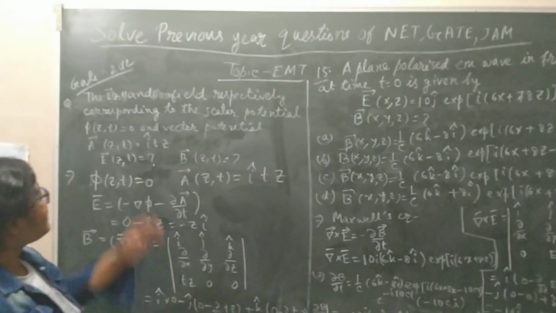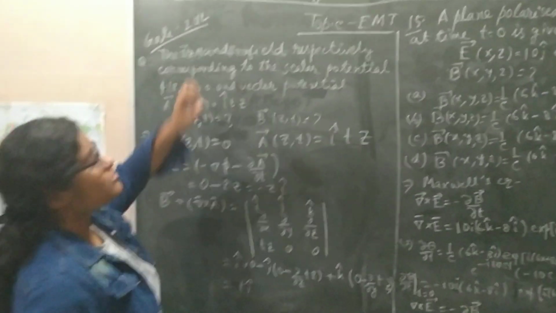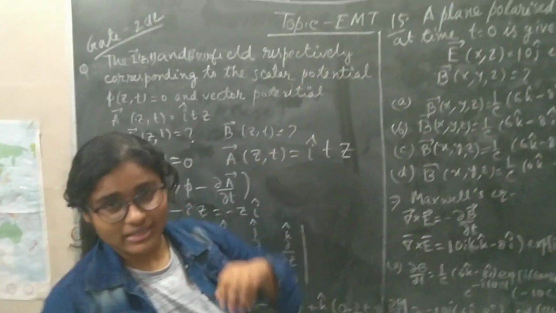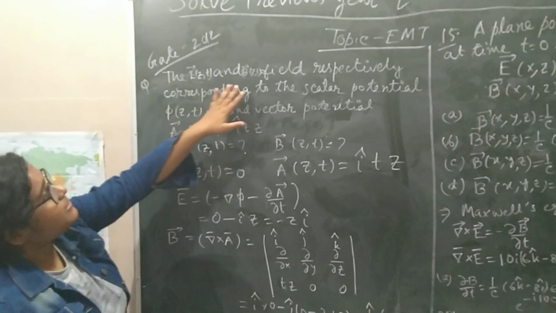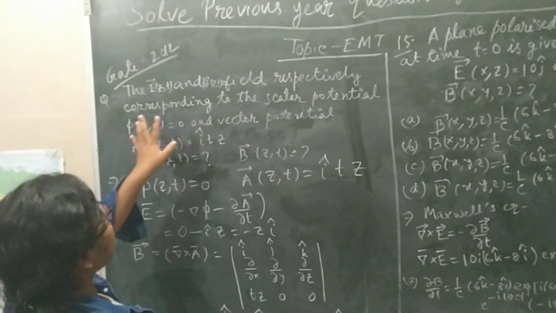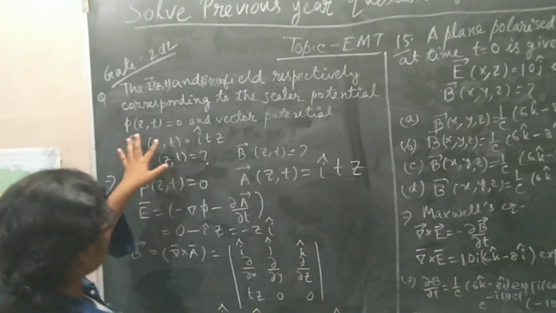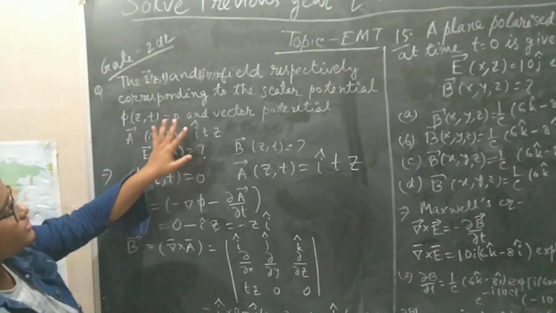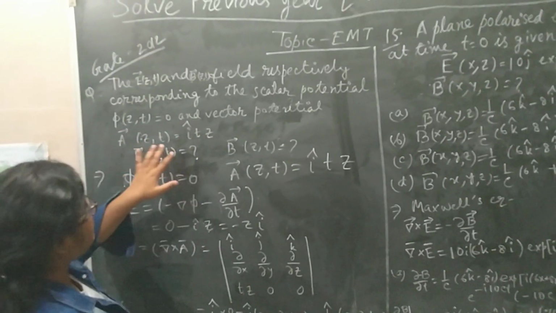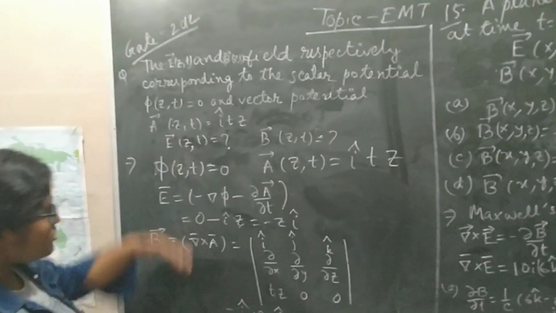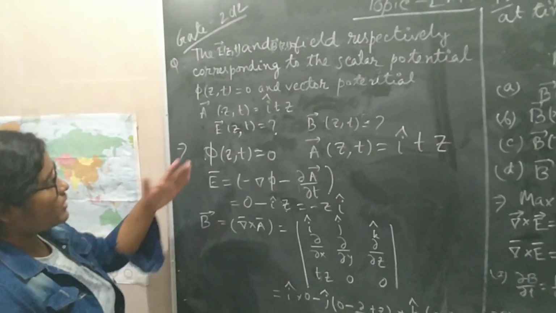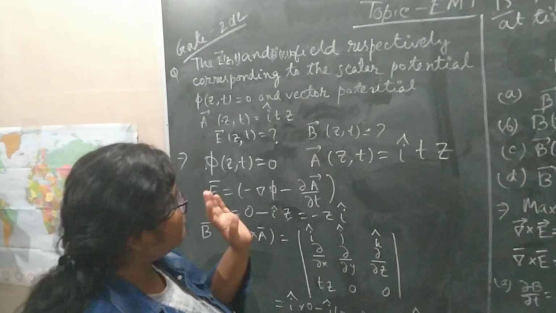Hello friends, the next question is from GATE 2012. The topic I have chosen is AMT. Let us discuss the questions. The electric field and the magnetic field, respectively, corresponding to the scalar potential phi(z,t) equals 0 and the vector potential A(z,t) equals i cap into t into z. Before solving, the question is: what are the electric field vector and the magnetic field vector?